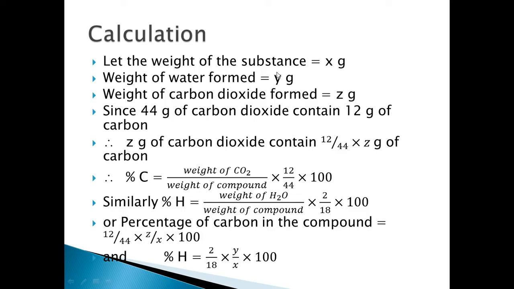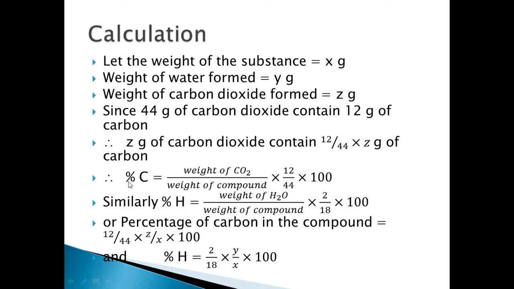Let the weight of the substance, the compound itself, be x gram. The weight of water that was formed, y gram. Weight of carbon dioxide formed, z gram. We all know that in 1 mole of carbon dioxide, which is 44 gram, there is 12 gram of carbon. Therefore, z gram of carbon dioxide will contain 12 divided by 44 times z gram of carbon. That is the proportion of carbon in carbon dioxide multiplied by the weight of the carbon dioxide that was formed.